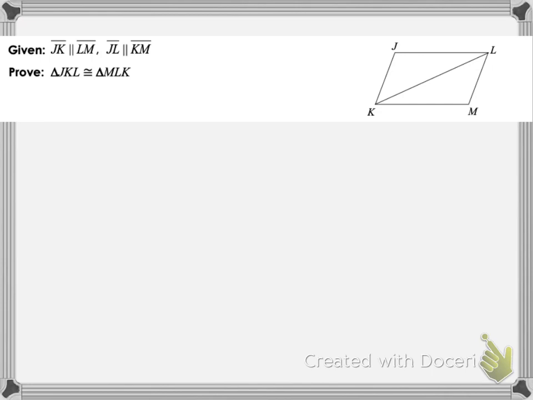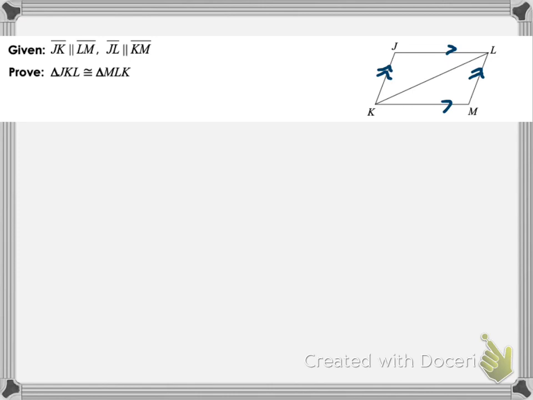And then one more, we've got JK is parallel to LM. So we can make those little parallel marks. And then JL is parallel to KM. Prove that JKL is congruent to MLK. So we've got some alternate interior angles to work with. This one and this one. You know what, let me get rid of those marks here. Let's try this again. These are parallel, this one and this one. This one and this one.